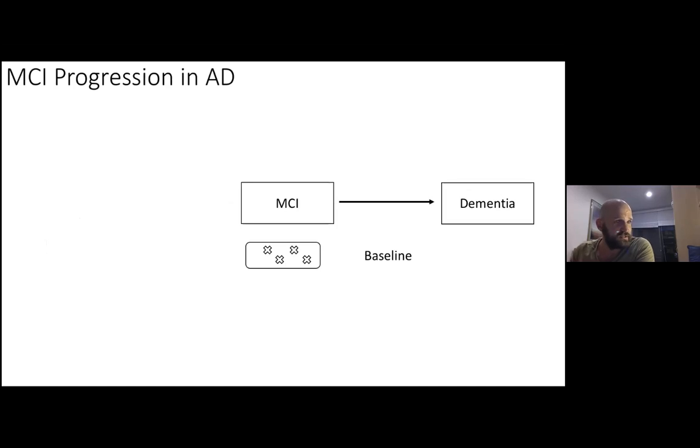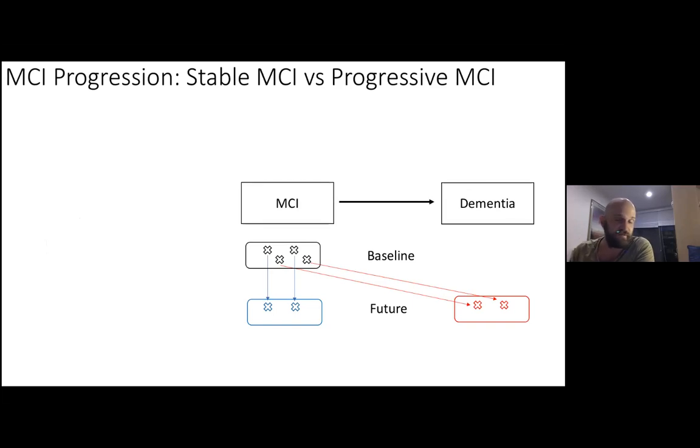So let's first define our classes. If we're going to train a classifier using baseline data, we want to say who is going to progress to dementia due to Alzheimer's disease from this interstitial stage of mild cognitive impairment. So the problem becomes like this. Of our 4 training samples, 2 will retain a stable diagnosis of MCI, and 2 will progress to dementia.